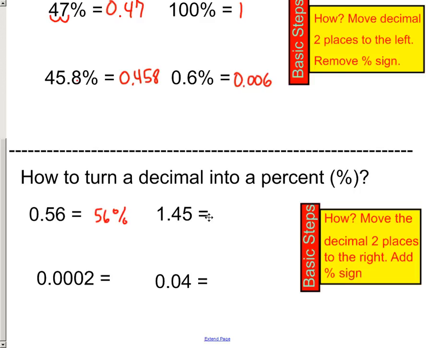Move it 2 to the right. That makes it 145. Add the percentage sign. Now this one, only 2 to the right, and this makes it 0.02%. It's a very small percentage, a lot less than even 1%. And now this one, move it 2 to the right, and we're stuck with 4%.